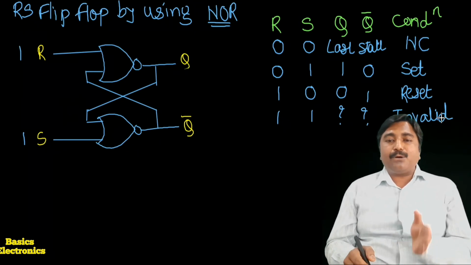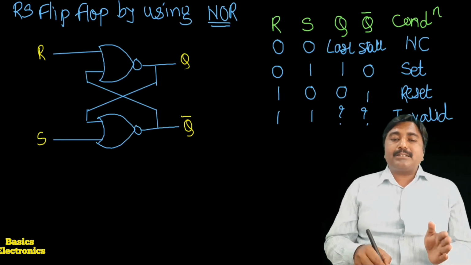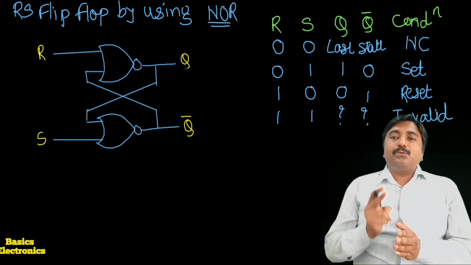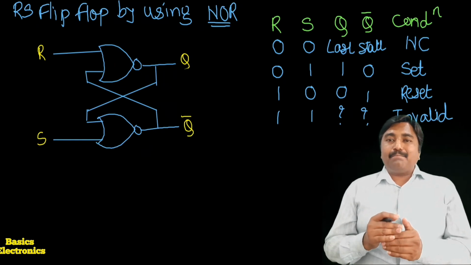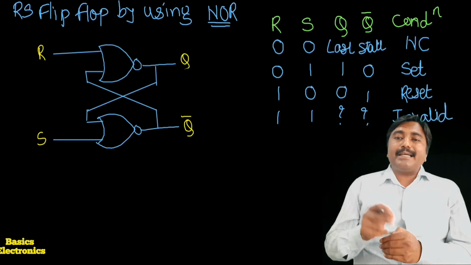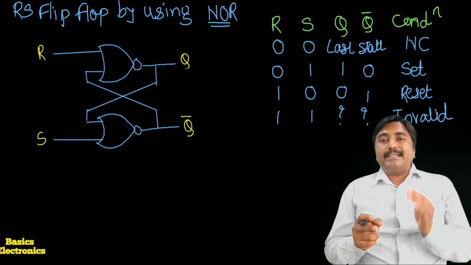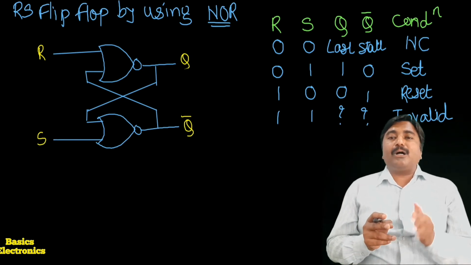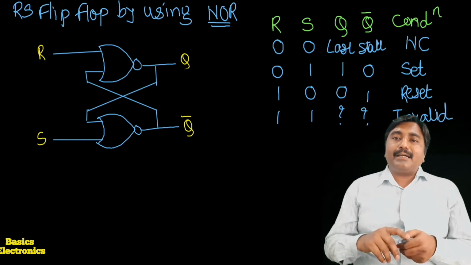Okay, so once again we recall the construction and working of the RS flip-flop very briefly. To construct the RS flip-flop, we require two NOR gates. The input to the upper NOR gate is the R input, and the input to the lower NOR gate is the S input. The output of the upper NOR gate, that is Q, is applied as an input to the second NOR gate along with the S input, and the output of the second NOR gate, that is Q bar, is applied as an input to the first NOR gate along with the R input. The flip-flop has two inputs, R and S. Two outputs are there, Q and Q bar.